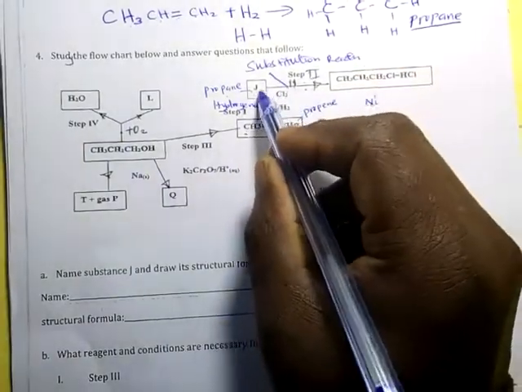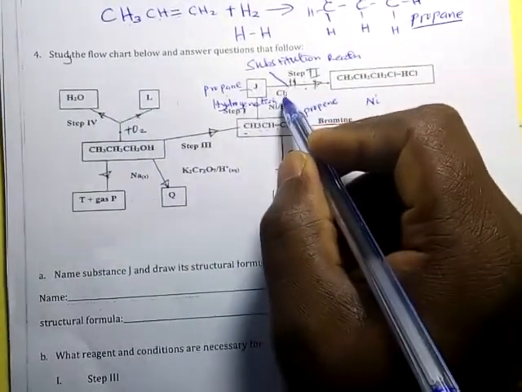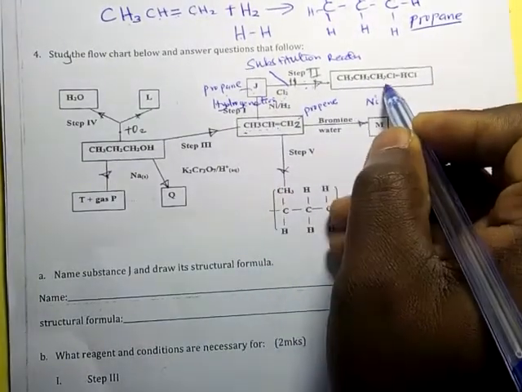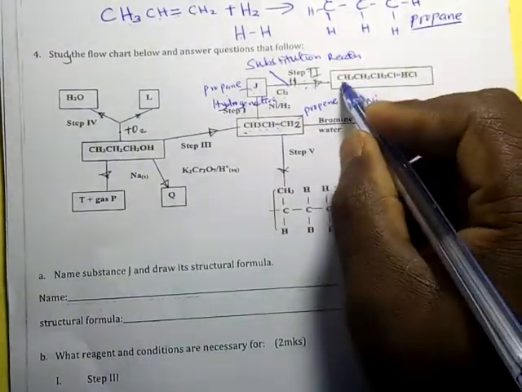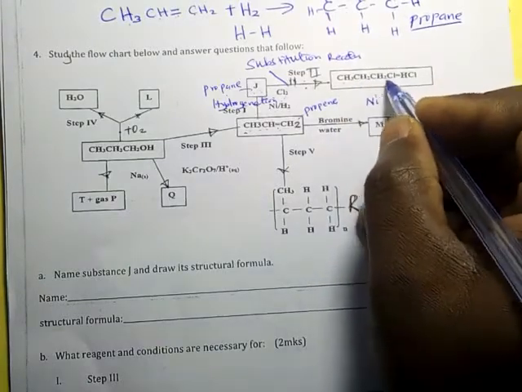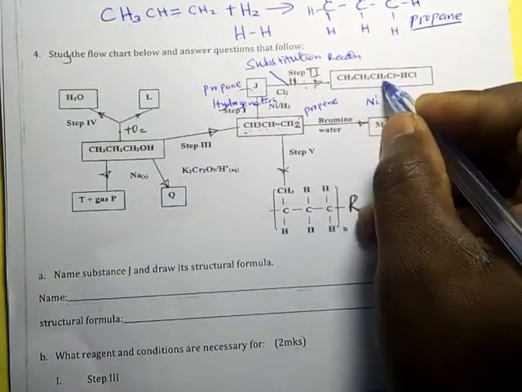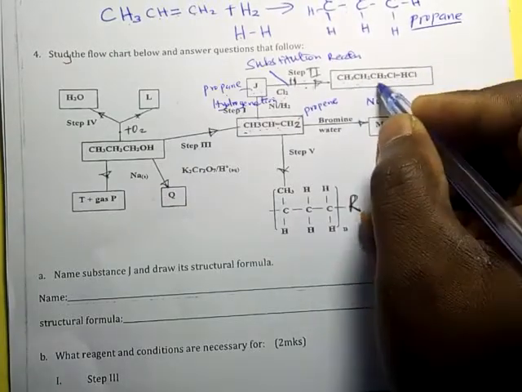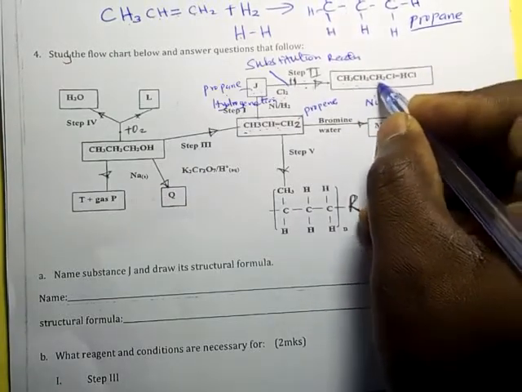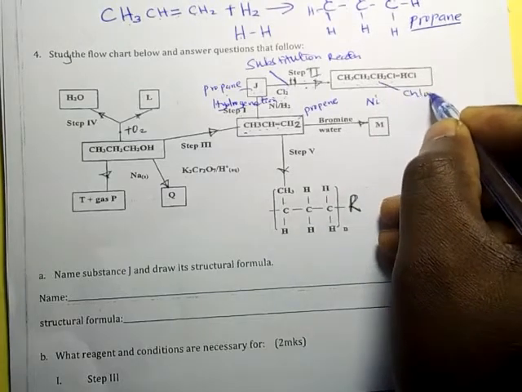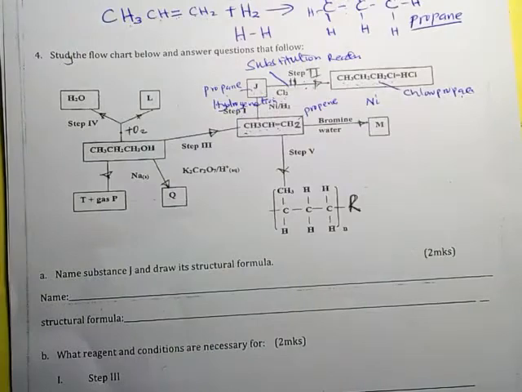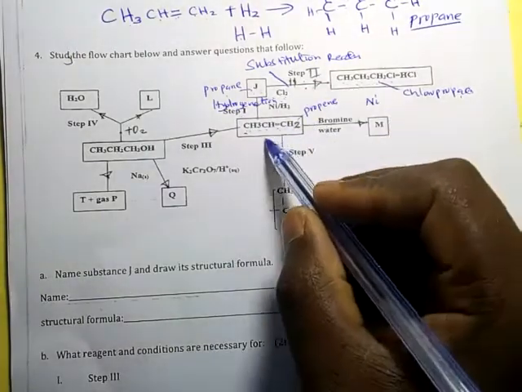One hydrogen is replaced by one halogen here, to form this compound here. So 1, 2, 3. This one is chloropropane. This compound here is chloropropane.